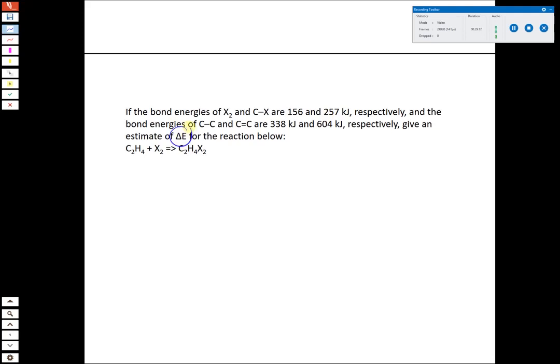So for these types of problems, we do need to know the bond orders that are involved. So we have to write out Lewis structures. We did C2H4 earlier. Again, we distribute the hydrogens equally.